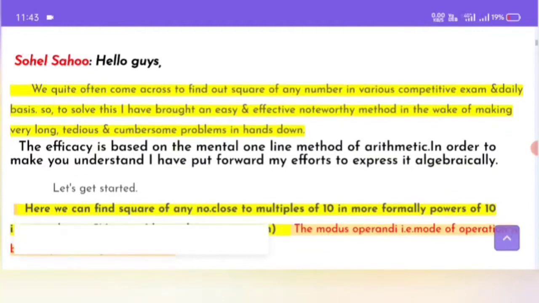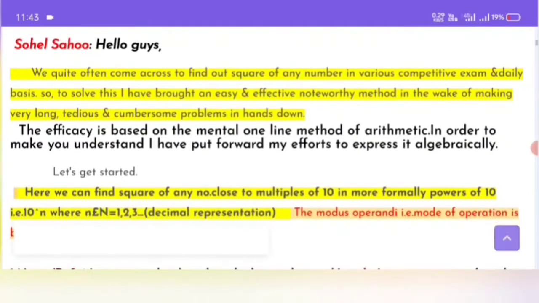Actually there is a pretty good introduction about this chapter. Okay, let's read this out properly. We quite often come across the need to find the square of any number in various competitive exams and on a daily basis. So to solve this, I have brought an easy and effective noteworthy method, making very long, tedious and cumbersome problems easy, hands down. Actually, the efficacy is based on the mental one-line method of arithmetic. In order to make you understand, I have put forward my efforts to express it algebraically.